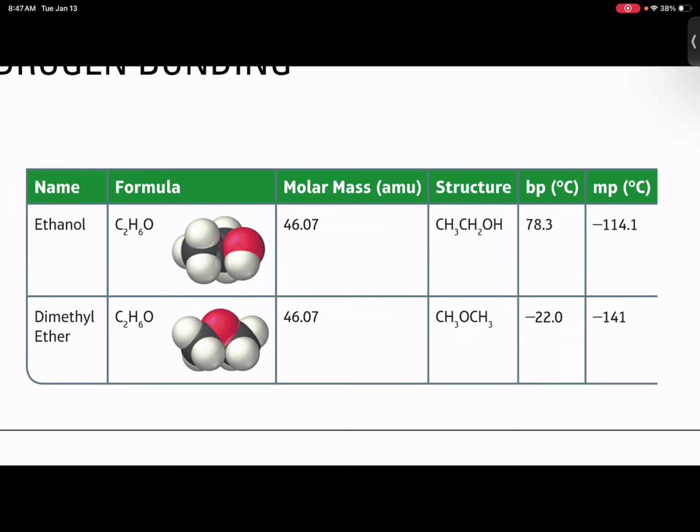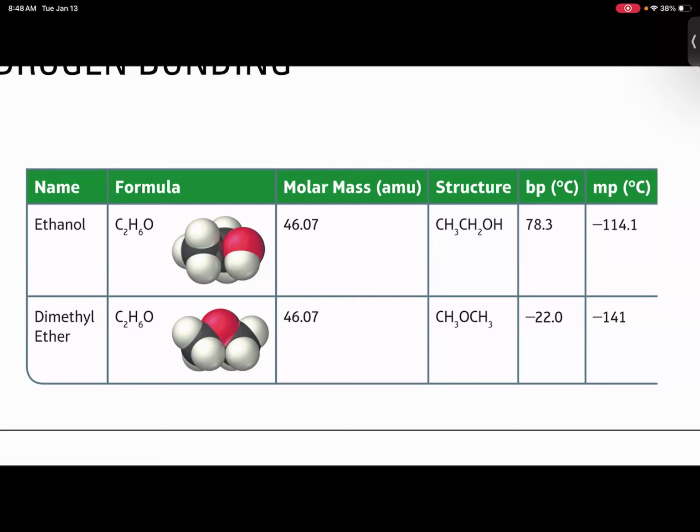Here we have ethanol, which has an oxygen hydrogen bond. So what force does it have? Hydrogen bonding. And here we have dimethyl ether. They have the exact same formula. Therefore, they have the exact same molar mass. But dimethyl ether does not have an OH bond. It has a carbon oxygen bond. Does not have an OH. So what does that mean?